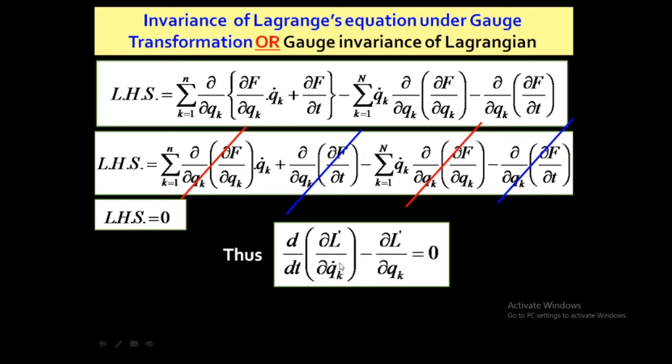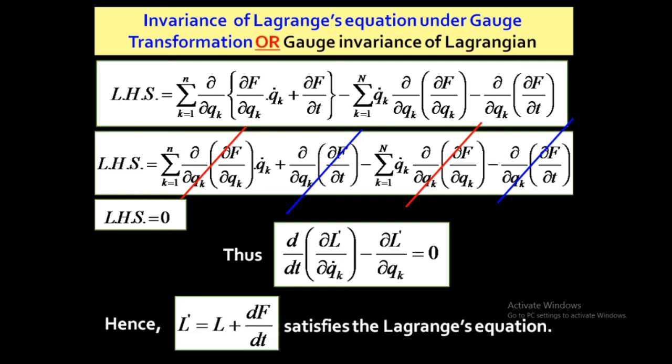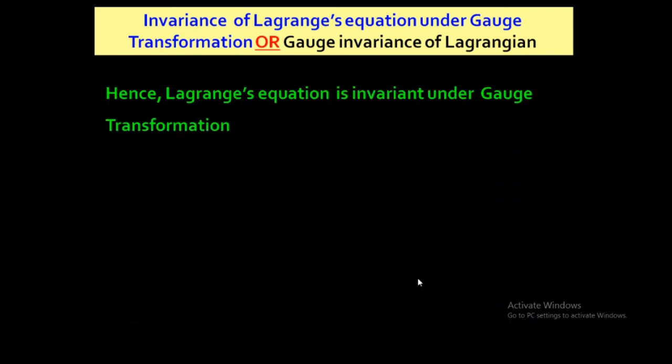It means that L dash is satisfying the Lagrange's equation. Hence, L dash means L plus df by dt. L dash is what? L plus df by dt. It means that L plus df by dt satisfies the Lagrange's equation. And what is L dash? L dash is the gauge function. It means the gauge function is satisfying the Lagrange's equation. It means that Lagrange's equation is invariant under gauge transformation.